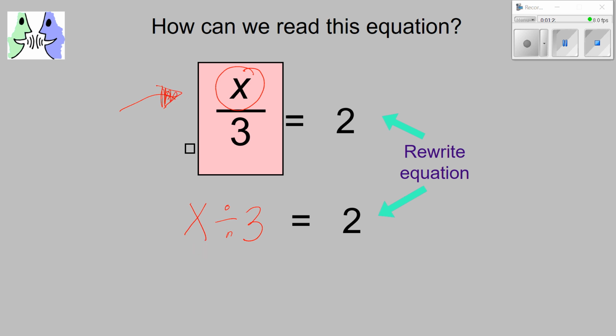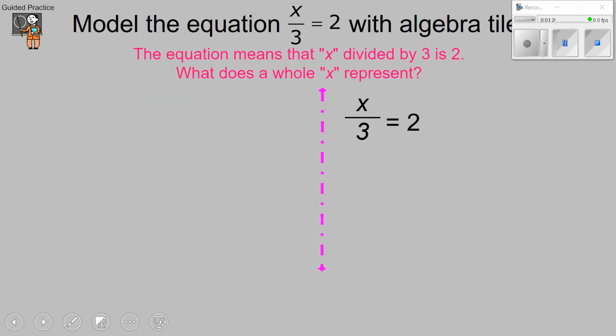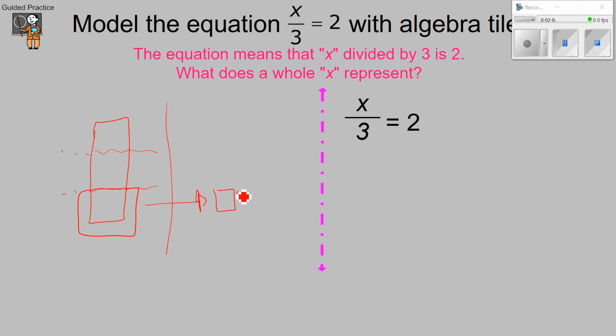Okay? So what does that look like? Well, let's go to this slide. In order to model this equation, I only have one x, right? But it's divided by 3. So I can't break my x tiles up, but I can draw on them with dry erase, or I can divide them up like this. So what this says is that if I take x and divide it by 3, this one little piece is going to give me 2 units. Okay?